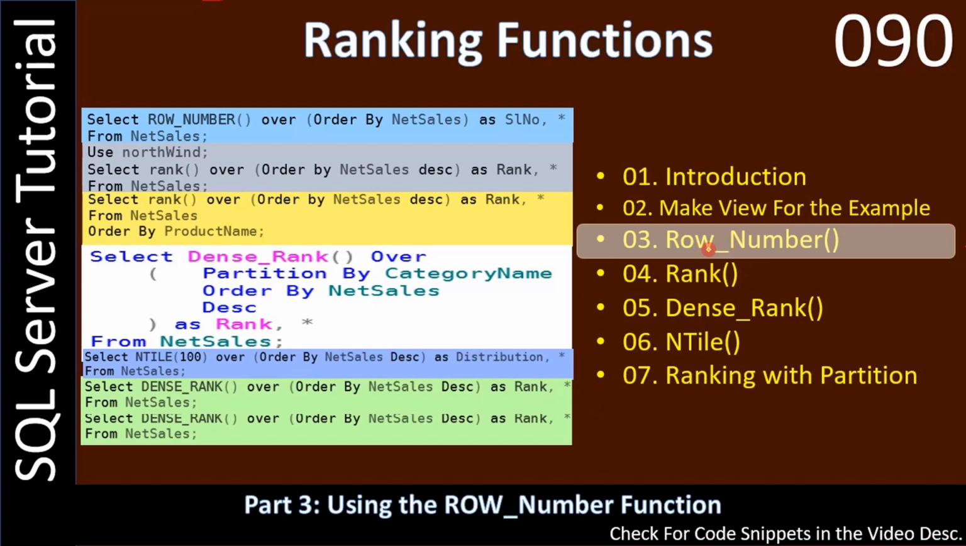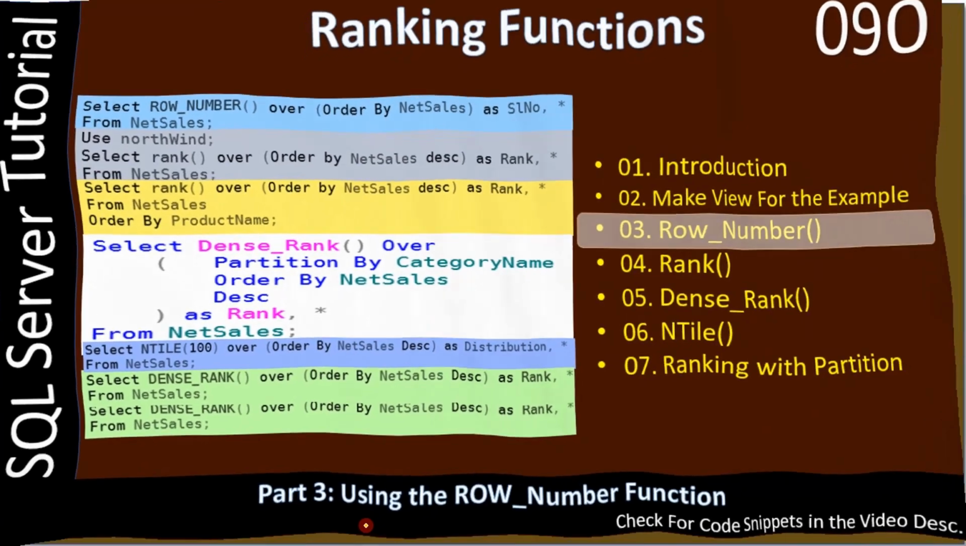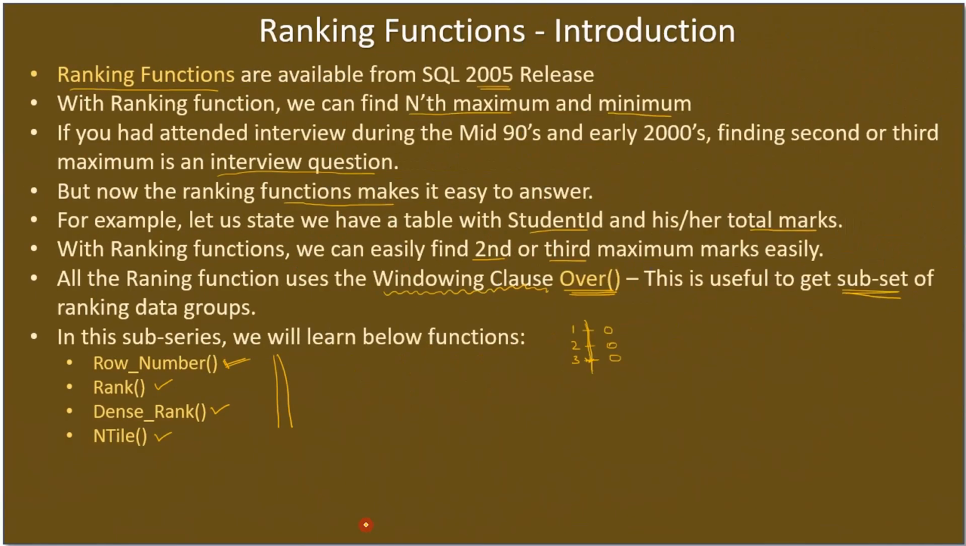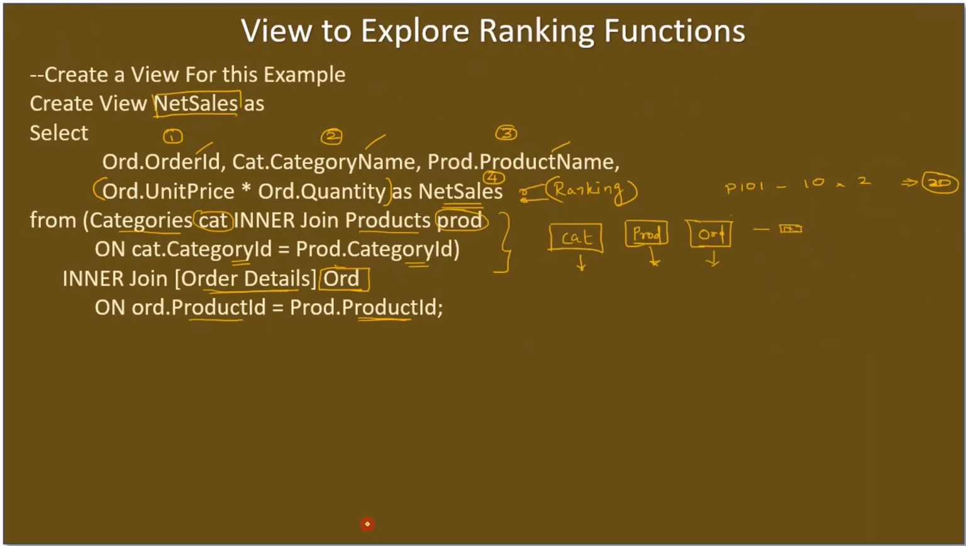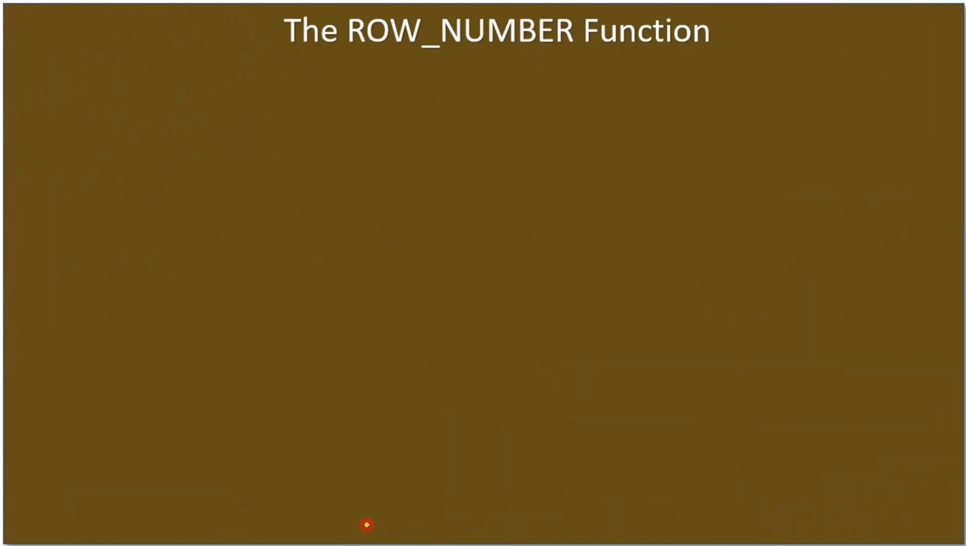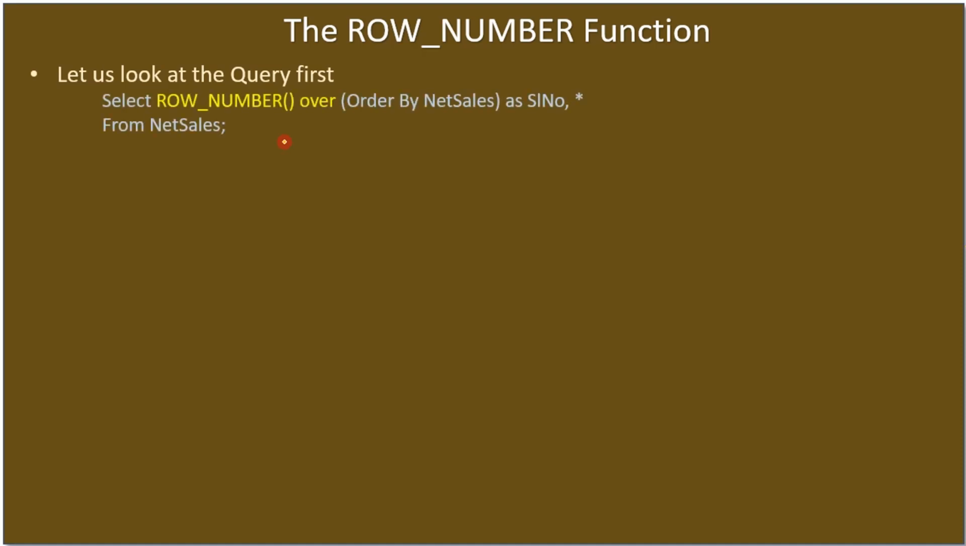In this video, we will see how the ROW_NUMBER function works. The row number is not actually a ranking function, but some people use it to know the ranking by means of sorting. So let us look at the query first to know how row number is used.